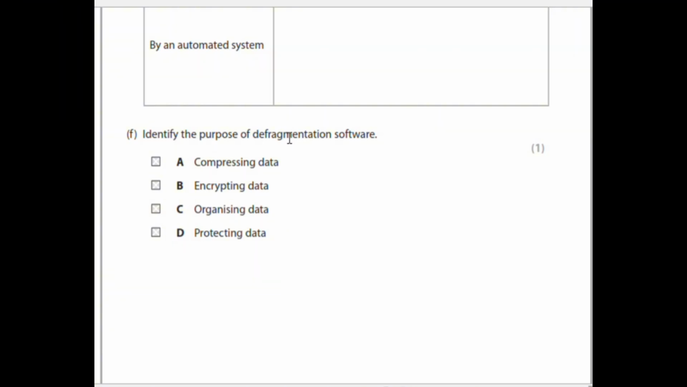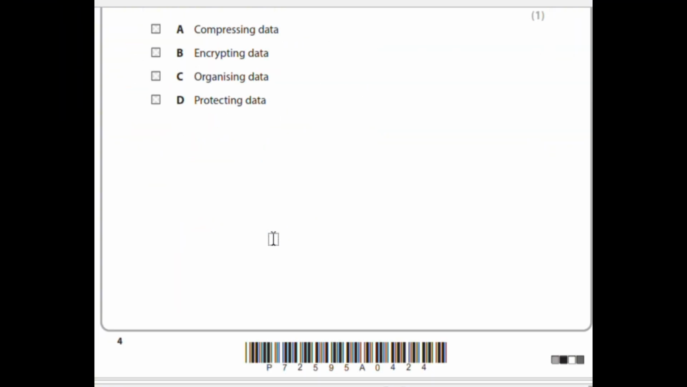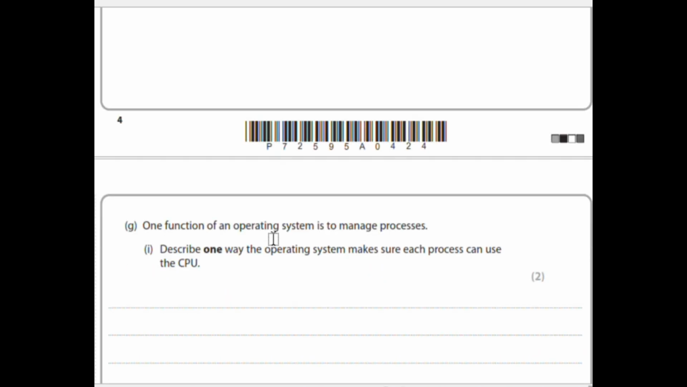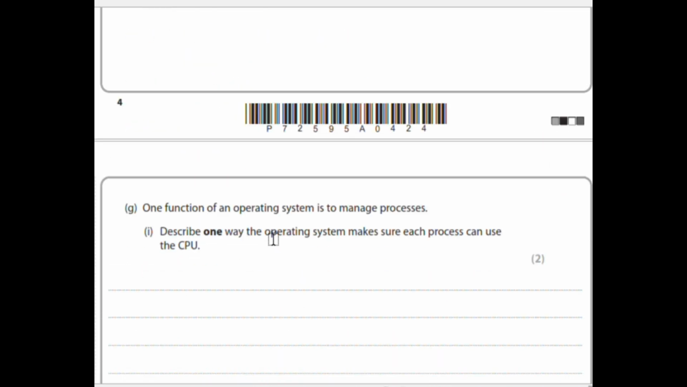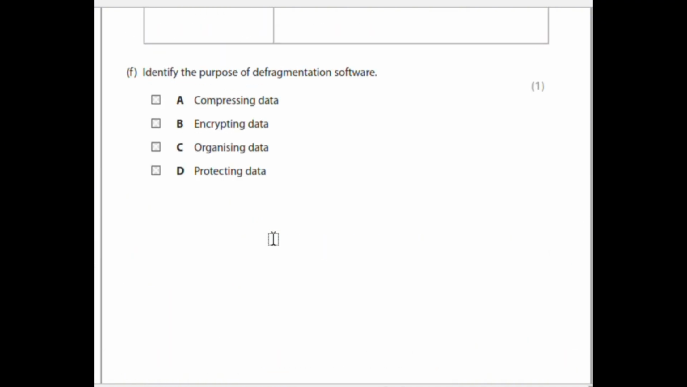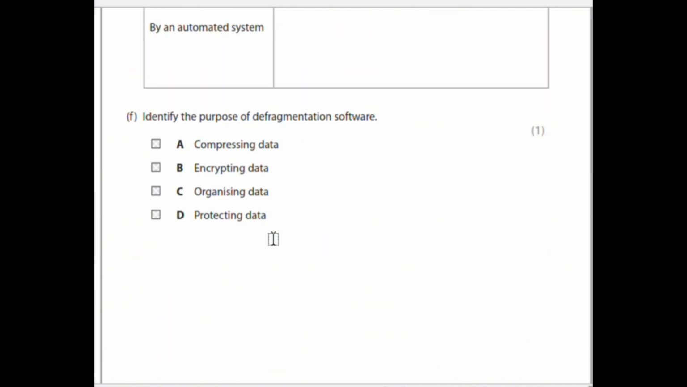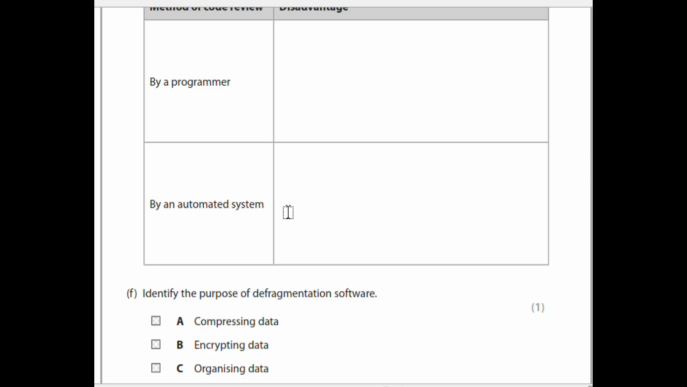So the correct answer here is C. The purpose of defragmentation software is to organize data so that it is easily accessible. And defragmentation is a type of software that falls under the category of utility software. If we get time, maybe we can discuss different types of software when time allows, but if time does not allow, you can read on your own. Any question on that before we move to question G?